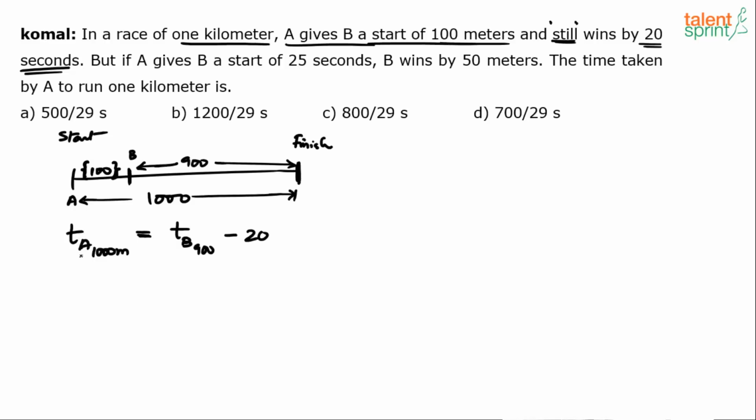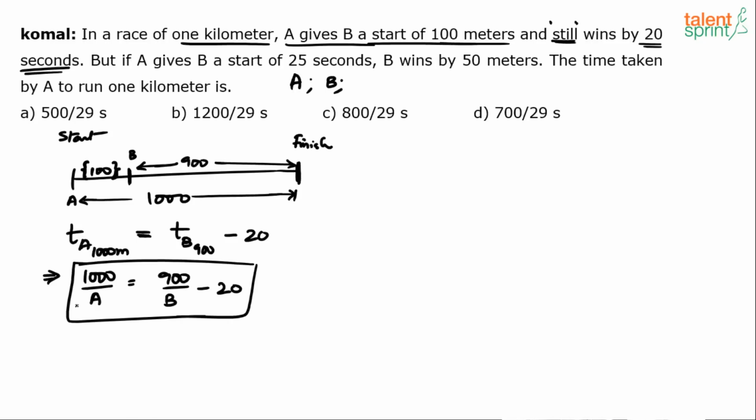Now, what do you understand from this? See, we know that time is equal to distance by speed. Let's assume the speed of A is A and speed of B is B. So time is equal to distance by speed implies distance is 1000 meters, speed of A is, let's say, A, equals distance of B is 900 meters, speed is B, minus 20. That's one equation. Now look at the second case. This is case 1. What happened in case 2?